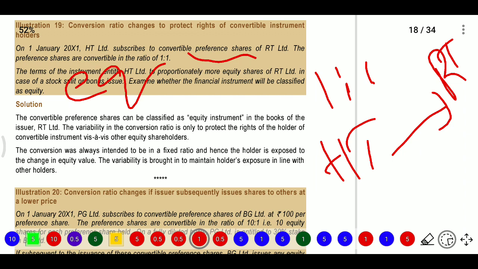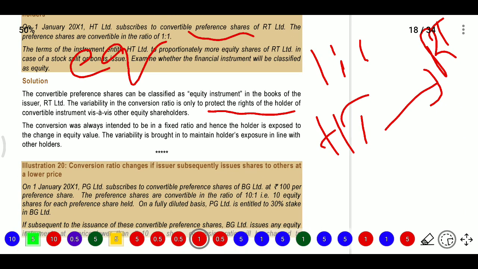The variability in the conversion ratio is only to protect the right of the holder of the convertible instrument against the other equity shareholders. So the conversion is always intended to be a fixed ratio, and hence the holder is exposed to the change in equity value. The variability is to maintain the holder's exposure in line with other holders.